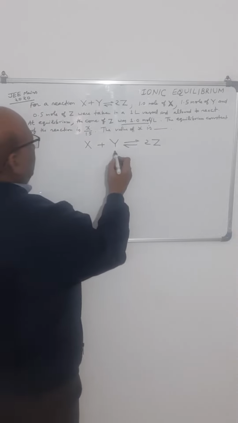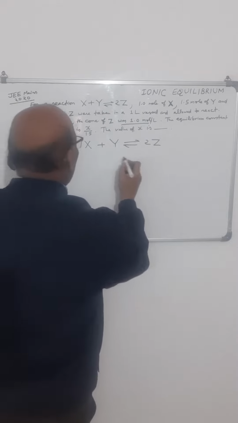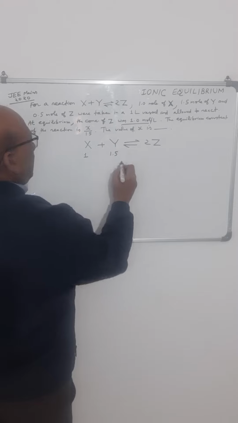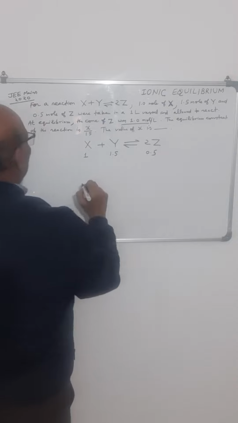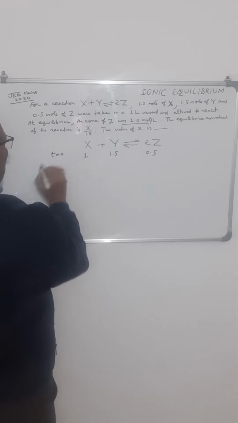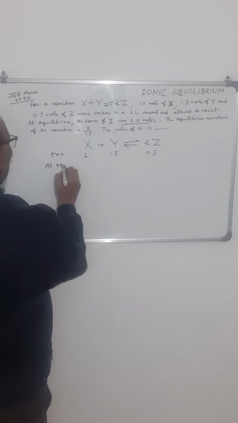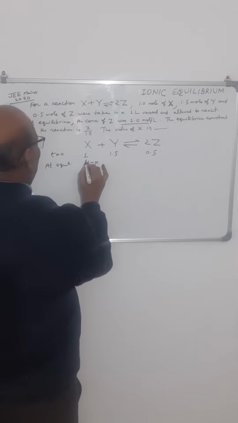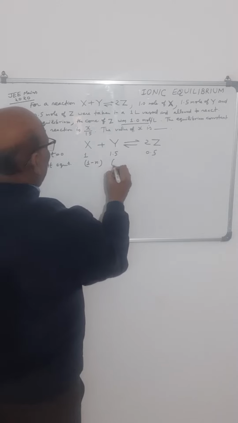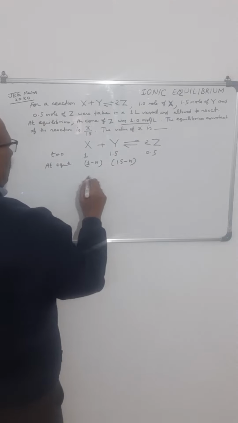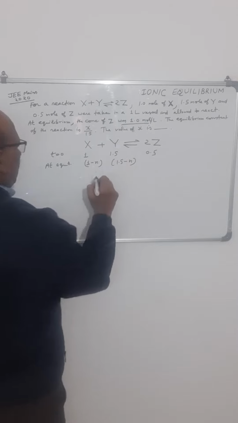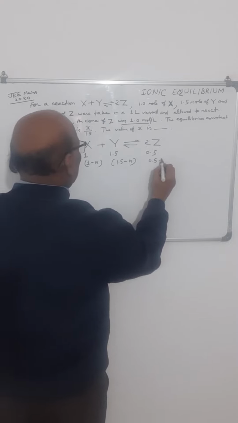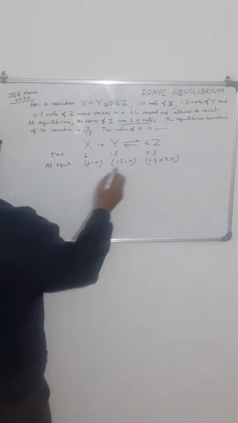तो ये जो रिएक्शन हमें दी है, that is X plus Y gives 2Z. This is a reversible reaction. और जो इनिशियल मोल्स हमने दिए हैं, that is 1 mole of X and 1.5 mole of Y and 0.5 mole of Z, they are given to us at time t equal to 0, and at equilibrium suppose n moles of X are reacted, so we will be left with 1 minus n moles of X and 1.5 minus n moles of Y, because for each mole of X, 1 mole of Y will react, and for 1 mole of X, 2 moles of Z are formed, so we will get 0.5 plus 2n. So that is the number of moles at equilibrium.